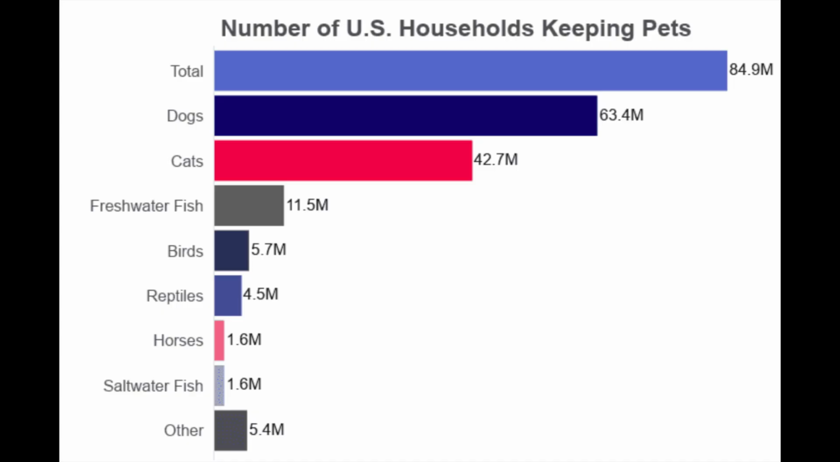The following picture gives information about the number of U.S. households keeping pets. From the bar chart, we can see the value of cats is 42.7 million. The value of dogs is higher, which is 63 million. From the bar chart, we can see the highest value is for total, which is 84.9 million. The lowest value is for horses and saltwater fish, which is 1.6 million. In the bar chart there are also other items, including freshwater fish and birds. In conclusion, this bar chart is very informative.